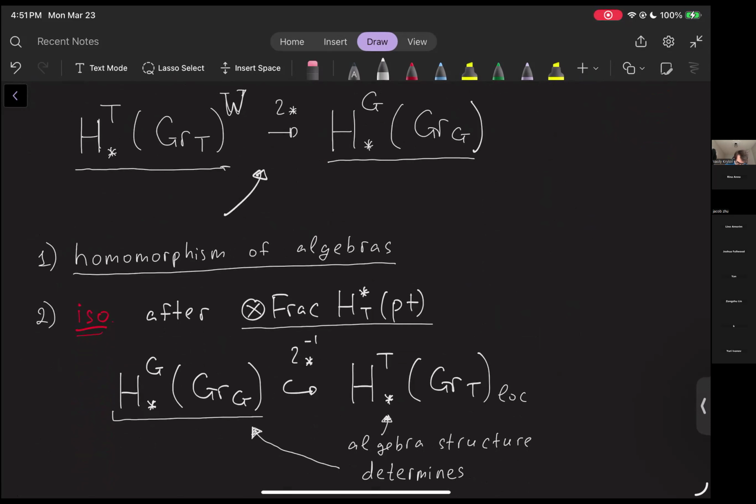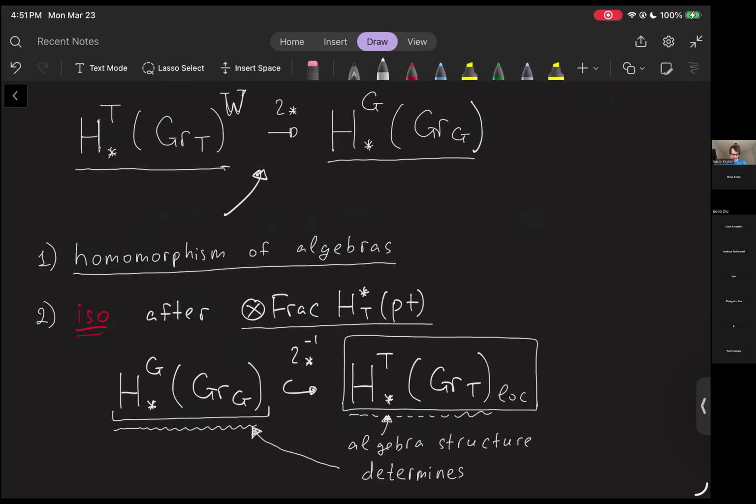So, in other words, the equivariant homology of the affine Grassmannian that we want to understand as an algebra just embeds inside some localization of the equivariant homology of a torus. And we just discussed the algebra structure here, and this map is a homomorphism of algebras. So in principle, the algebra structure in the torus case determines uniquely the algebra structure here. And that's how people sometimes make some computations, actually.